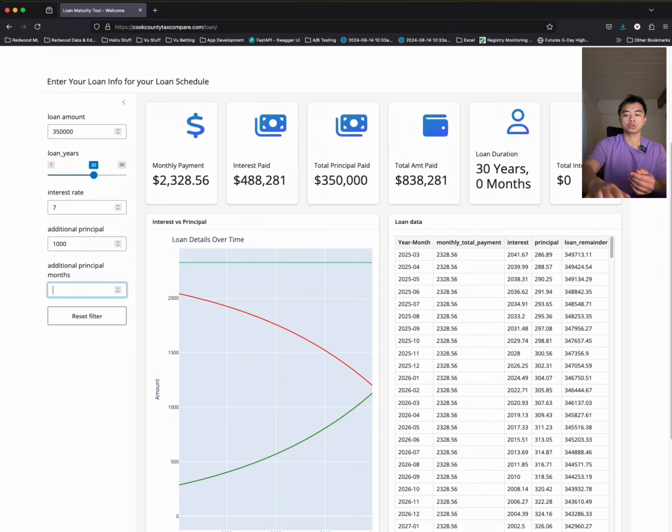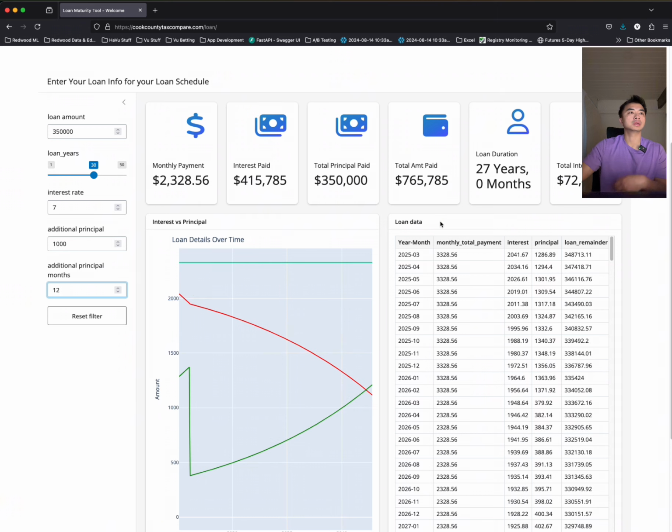So you want to do that for 12 months? Let's see what happens. Your monthly payment stays the same, but your interest paid is actually going to decrease. And over here, your total interest saved is going to be $72,500. So you're paying $12,000 in additional principal, but you actually save $72,000, so 6x that. And you'll pay off your loan in 27 years rather than 30 years.